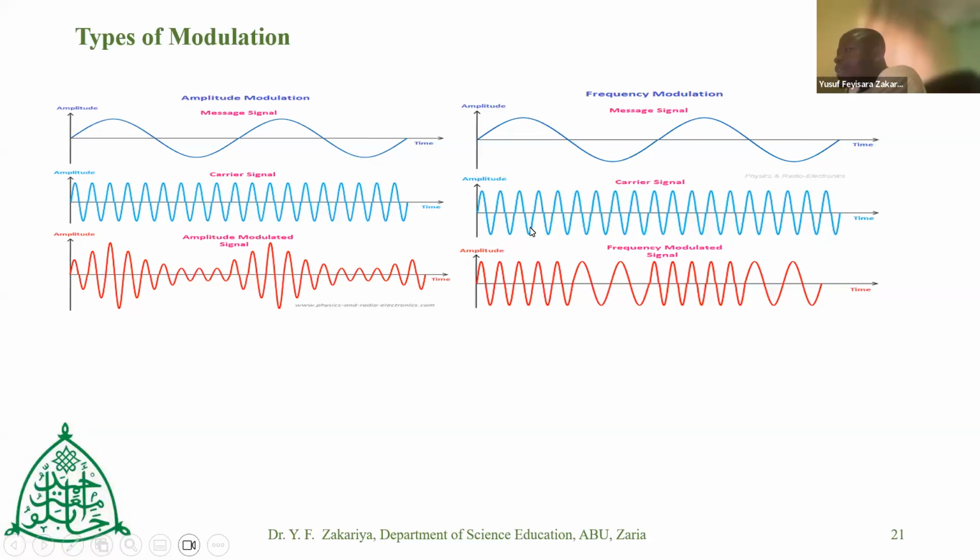So when you count the number of cycles in this carrier wave, you can see that they are more than the number of cycles in the frequency modulated wave. So that means that this modulated frequency is going to be slower compared to the carrier wave. So take note of that.